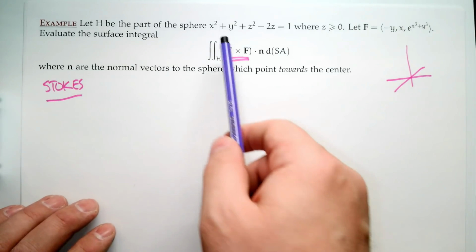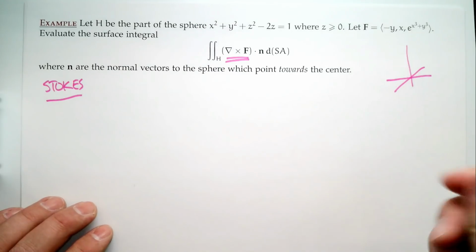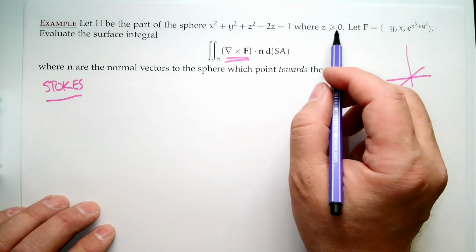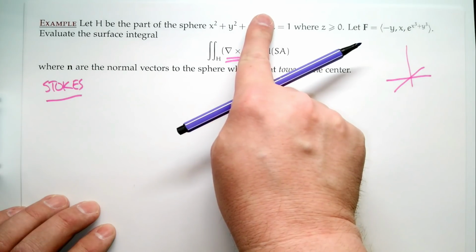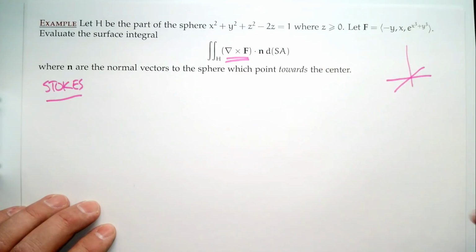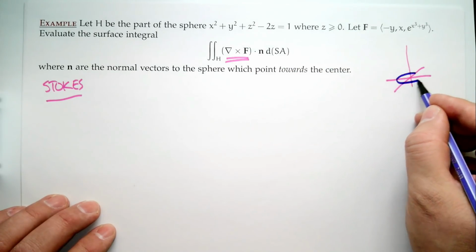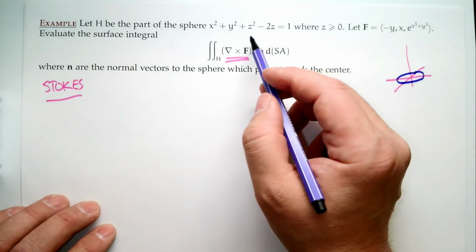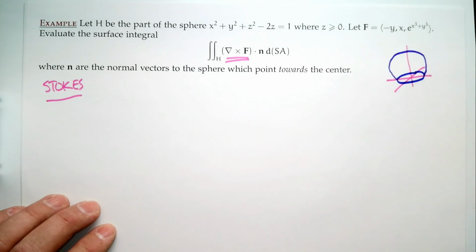So what does this picture look like? What is this? It's a sphere. Now, we only care about the part where z is greater than or equal to 0. So let's start with what z equals 0 looks like. In the xy plane, which is the bottom part, you have the circle x squared plus y squared equals 1. So you have this circle right here, x squared plus y squared equals 1. And then you have a sphere that's above it. So it comes up and does that.